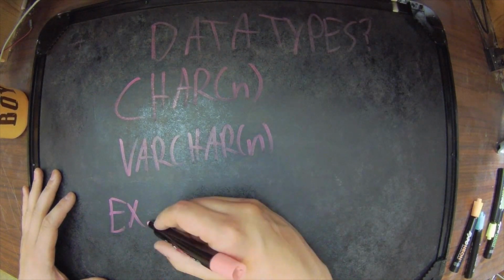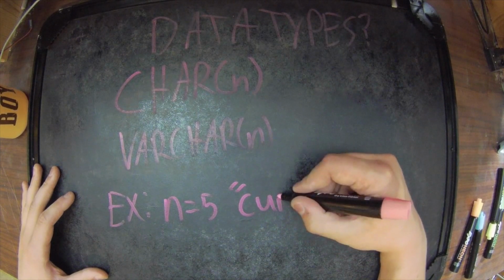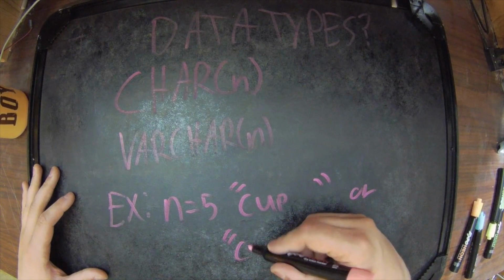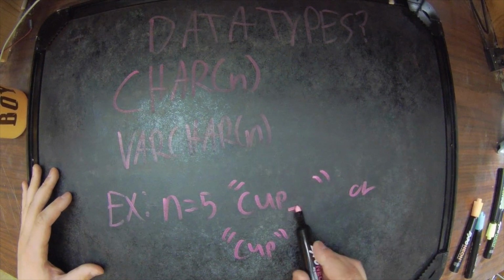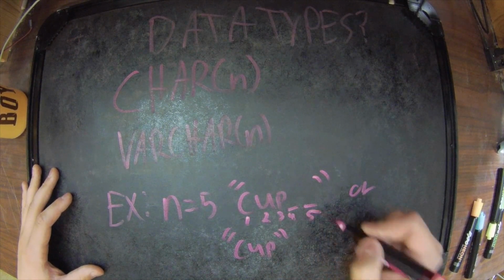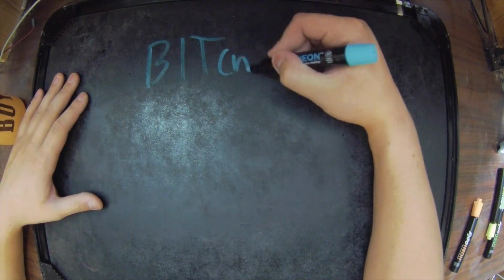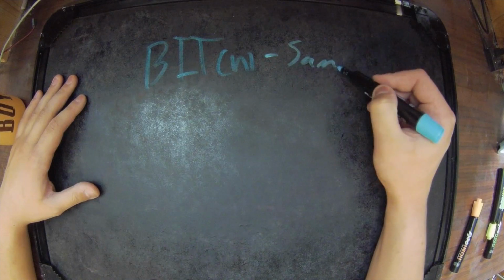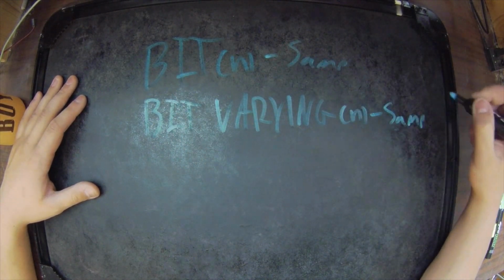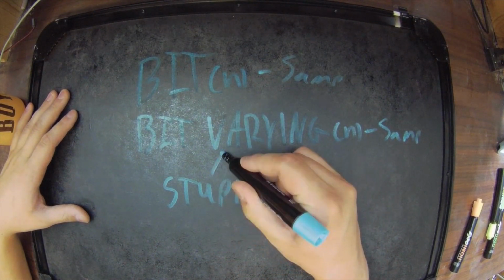Well, say for example I have n equals 5 and I enter the word cup. In char n, I would have CUP space space. The two spaces are padding because it has to be 5 characters. Opposed to varchar n, which if I enter cup, then I'll just have 3 characters because it's up to n characters. Then we have bits n, which just mean n bits in length, and then also bits varying, which means up to n bits. This is the same as char and varchar, but just with a stupid name.